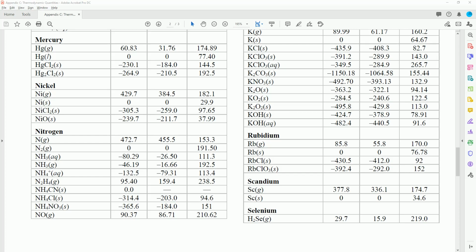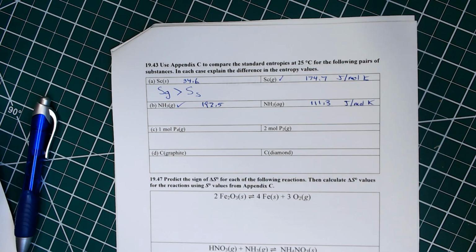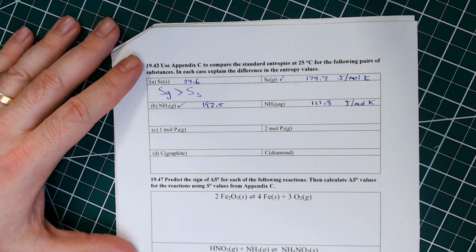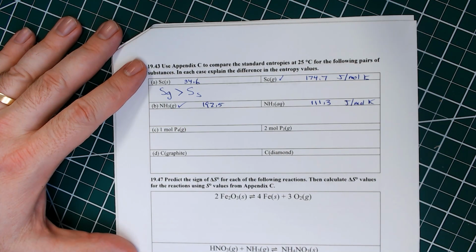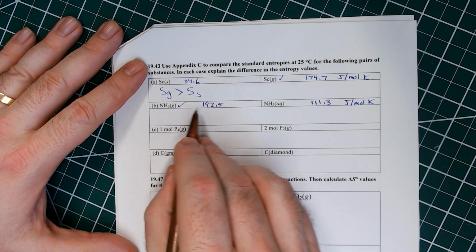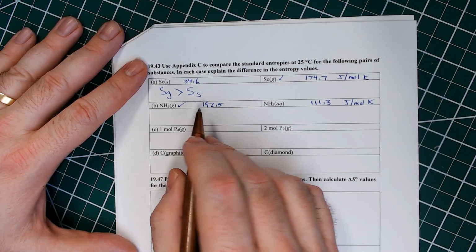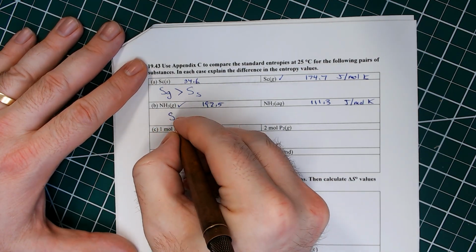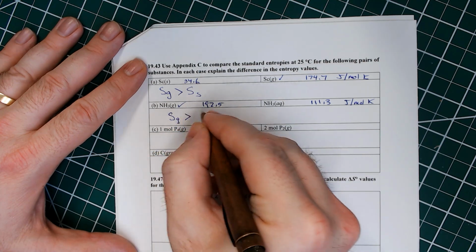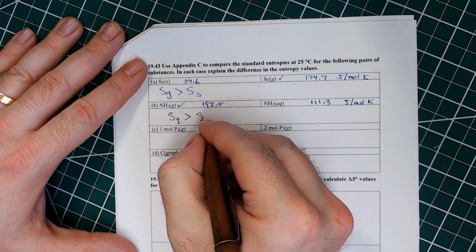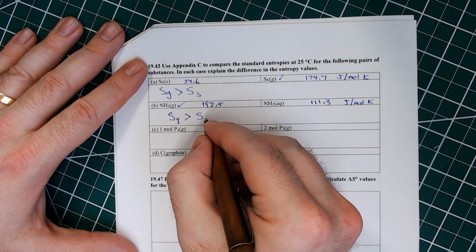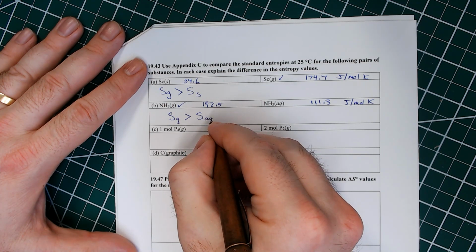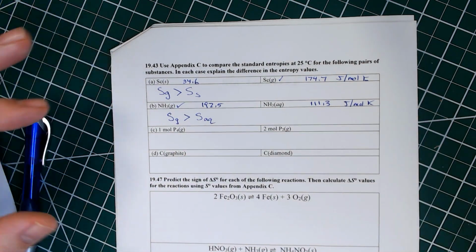All right. So now when we come back and look at this, we will see that the entropy of the gas was greater again. So the entropy of a gas is going to be greater than the entropy of something that's in solution, either liquid or AQ here, because it was in solution.